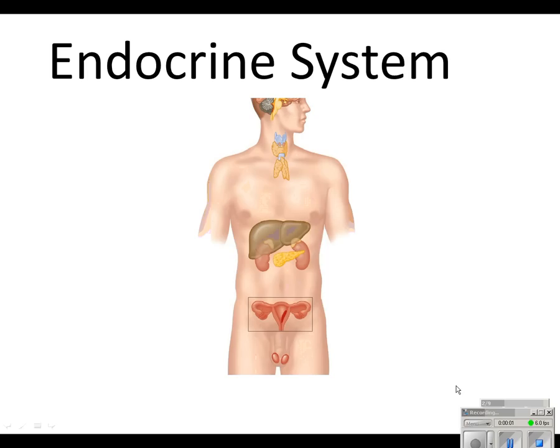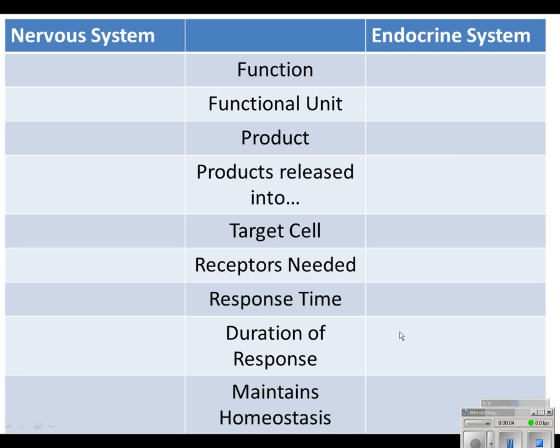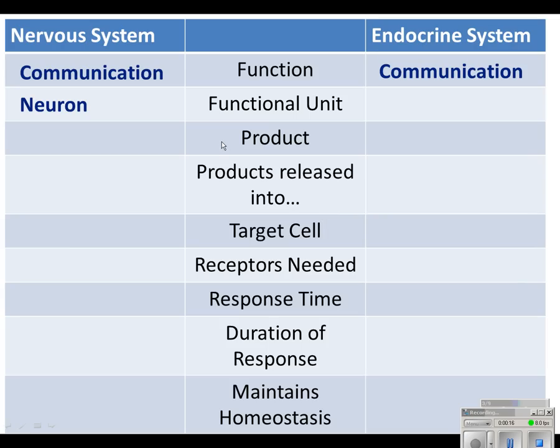This lecture is on the endocrine system. To start with, we'll look at the nervous system and the endocrine system in a comparison chart. The function of both systems is communication throughout the body, but the functional unit for the nervous system is the neuron, which is a nerve cell, and the functional unit for the endocrine system is actually a gland.